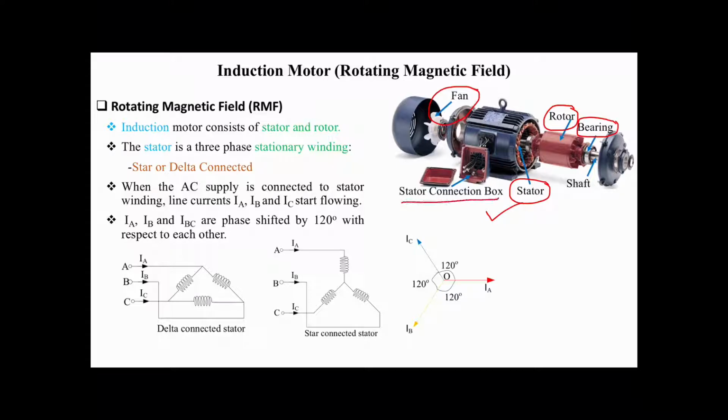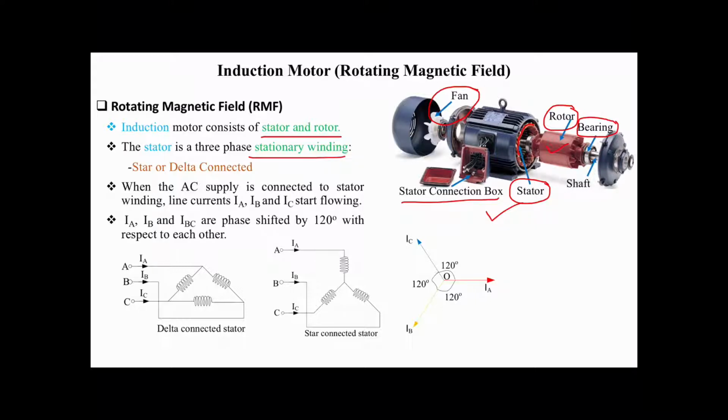Stator connection box. This is the terminal box for the induction motor which provides the connection of the stator winding with the external power supply. Here we can see that the induction motor consists of stator and rotor. The stator is a three-phase stationary winding. As we can see here, the rotor is the moving part and the stator winding is stationary.